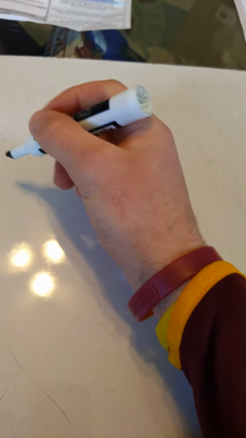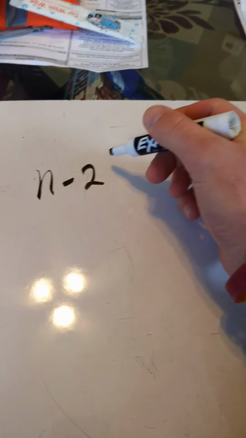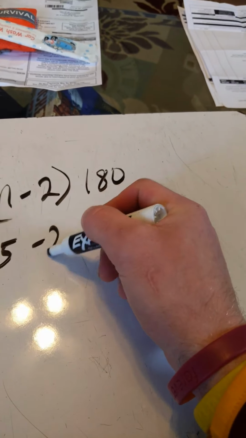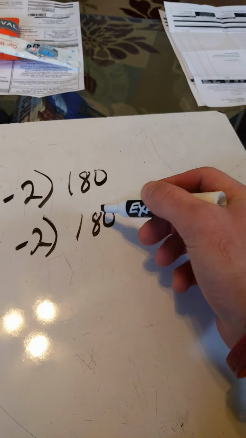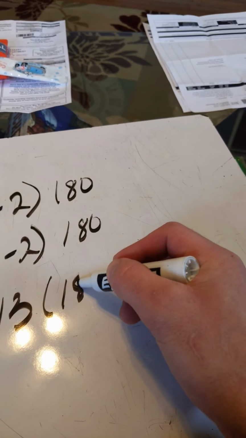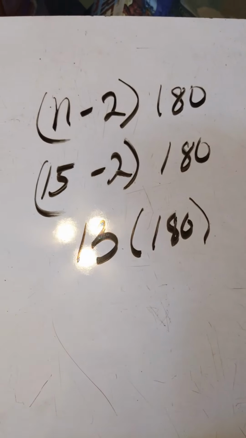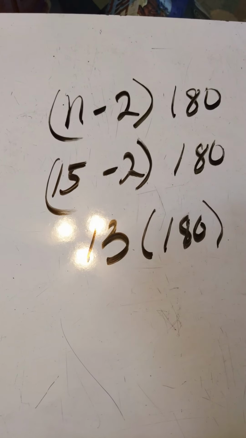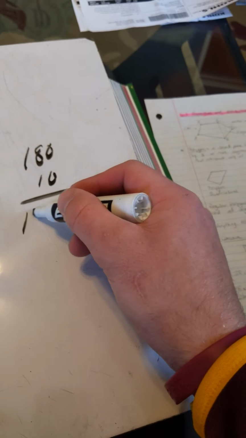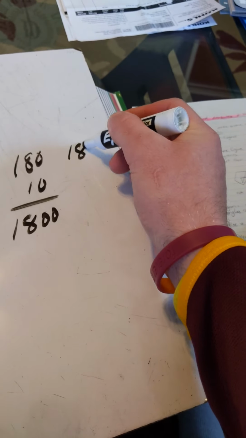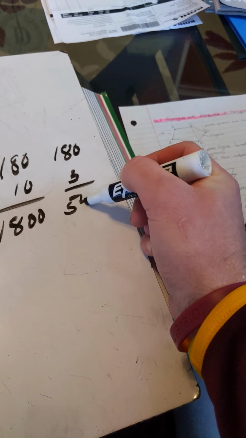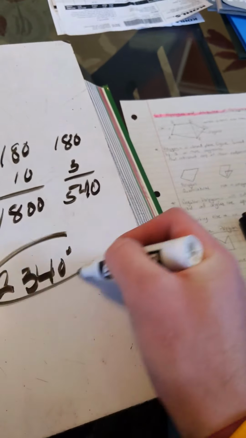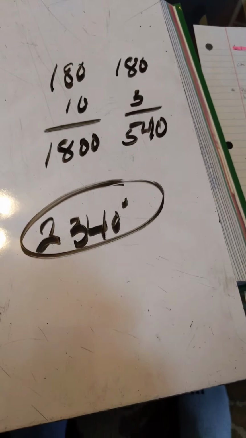So we got 15. So let's think of our equation. N minus 2 times 180. N is 15, minus 2 times 180, which is 13 times 180. Okay, and if we do that math, 180 times 10 is 1800. And 180 times 3 is 540. That's going to be 2,340 degrees. Now that's the sum of all of the interior angles.